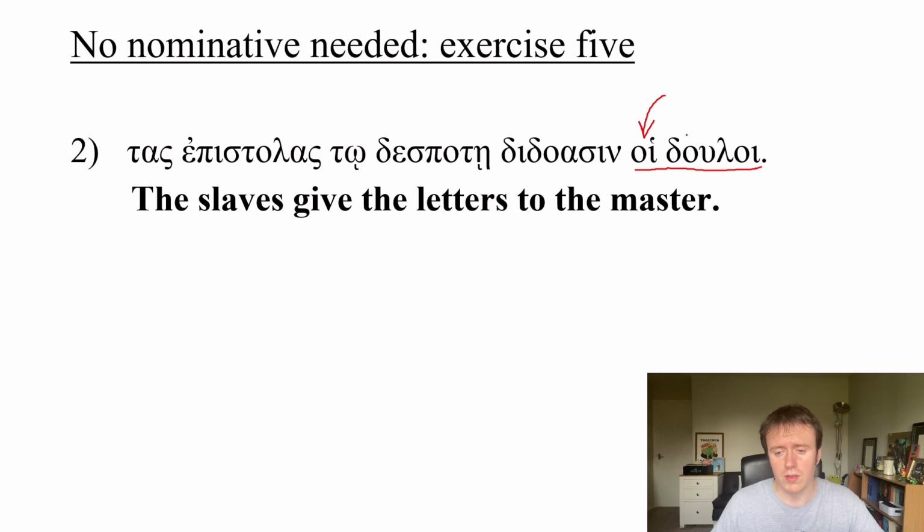This was because we had the slaves in the masculine nominative plural here, and we had the verb didoasin, which means they give. But here we've been told who that they refers to, namely the slaves. We've been told exactly who the subject is. So we don't translate it just as they here, but we translate it as the slaves give rather than they give. So here we would say the slaves give. Tas epistolas was the letters in the accusative plural, as indicated by the definite article, and then you had to the master, because this is the dative singular version of the phrase the master, as indicated by the definite article. Let's now go on to number 3.